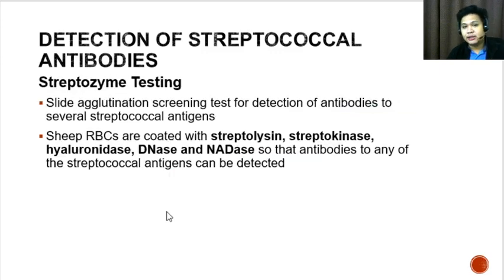Lastly is Streptozyme testing. This is done through slide agglutination screening tests for the detection of antibodies to several streptococcal antigens. Sheep RBCs are coated with streptolysin, streptokinase, hyaluronidase, DNAse, and NADase, so that antibodies to any of the streptococcal antigens can be detected. So as you can see, using the Streptozyme test, we are able to detect multiple antibodies against various streptococcal antigens, increasing therefore the sensitivity.